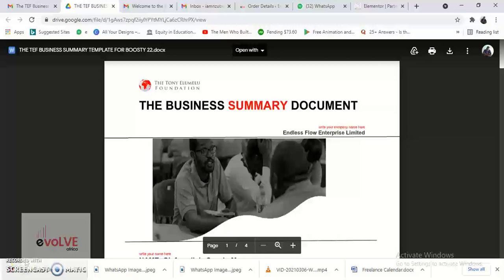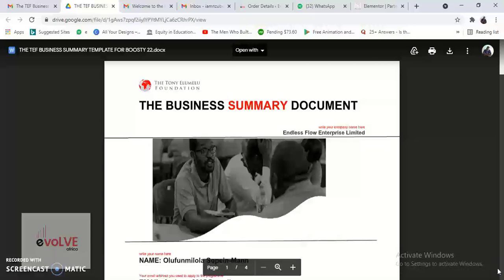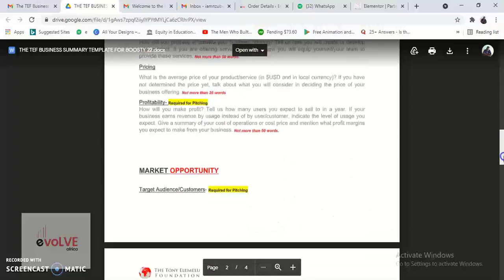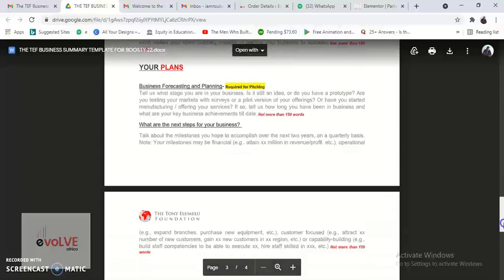Alright guys, welcome to this session, and this particular session will be taking you through how to write a business plan for the Tony Elumelu Foundation. As I would imagine, most of us may have gotten this template, so look at what the template looks like. It seems to be the same for all categories.